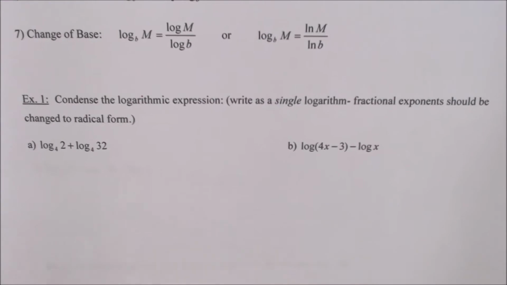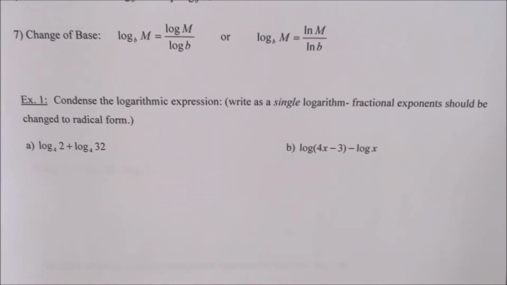Example 1, it says condense the logarithmic expression. So in other words, write it as a single logarithm. Fractional exponents should be changed back to radicals. So let's look at letter A. We have log base 4 of 2 plus log base 4 of 32. So think about what can we do with that.